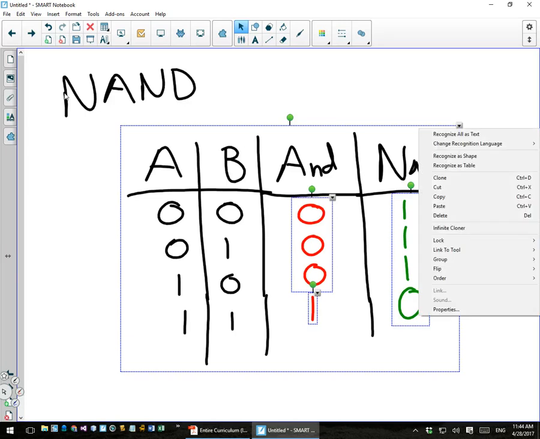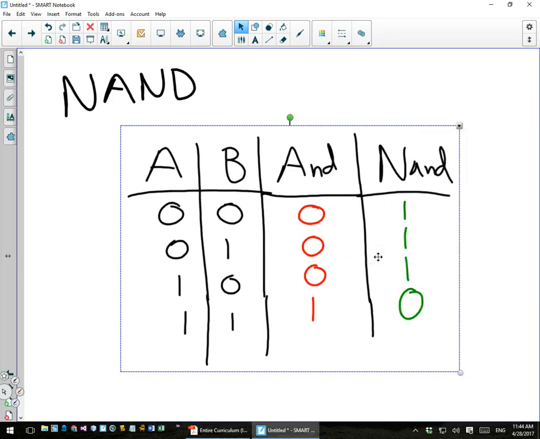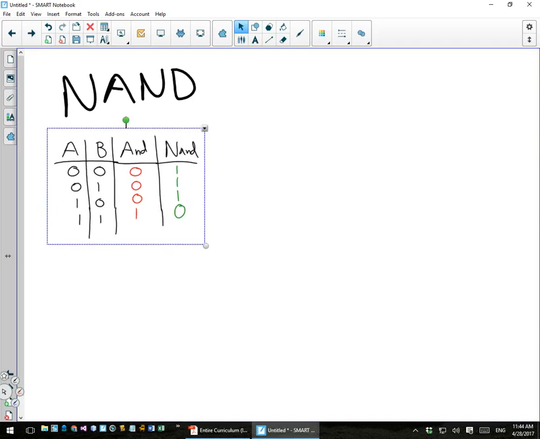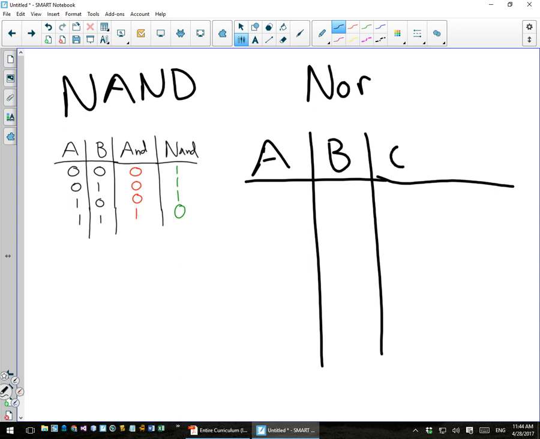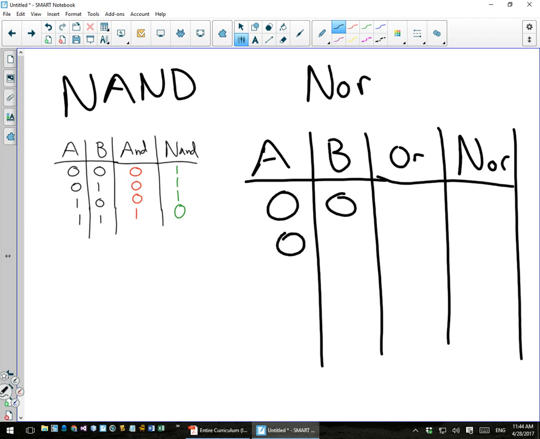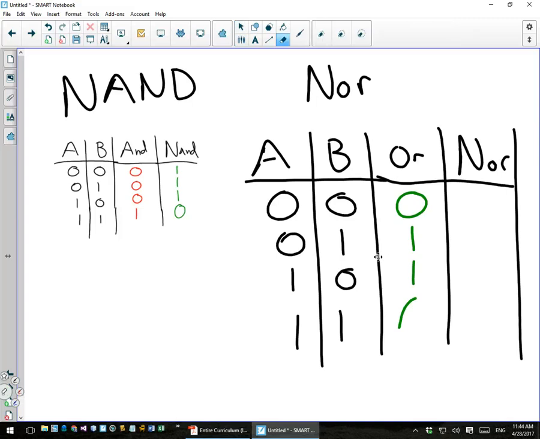All right. I don't think I even need to take a whole other slide for this one. NOR is the same thing. It's not or. So let's draw the table. A, B, or, and not or. 0, 0, 0, 1, 1, 0, 1, 1. First, tell me the or. Right. No, you got it. I'm jumping the gun. There we go. All right. Tell me the not of that. Right. You got it. Okay?